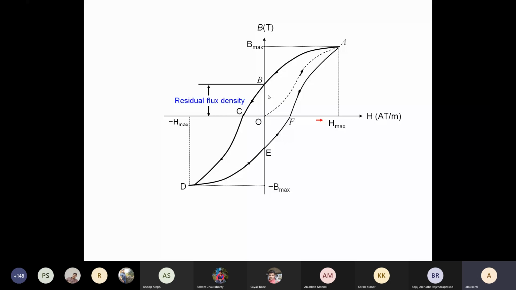Similarly, you see this OC. OC means what? That is basically the negative H that you have to provide to make the residual flux go 0. Okay, so this is basically known as the coercive force. That coercive force has to be applied to make it 0.